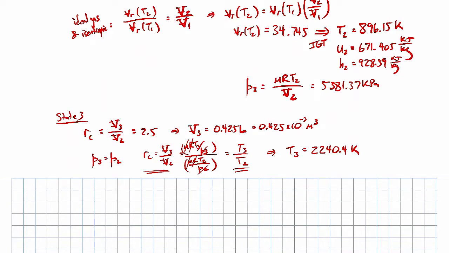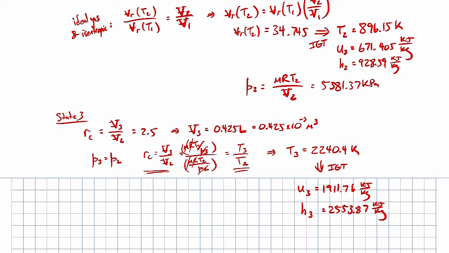Now that we know the temperature, we can go to the ideal gas table and find the corresponding U3 and H3. So if we do that, U3 comes out to be 1911.76 kilojoules per kilogram, and the H3 specific enthalpy is 2553.87.